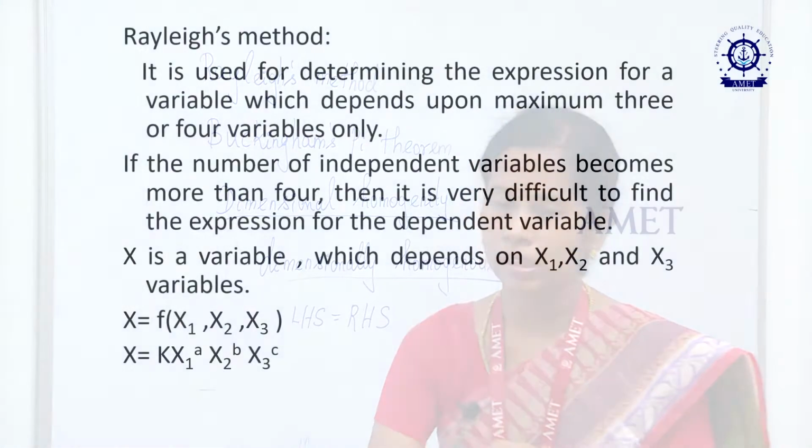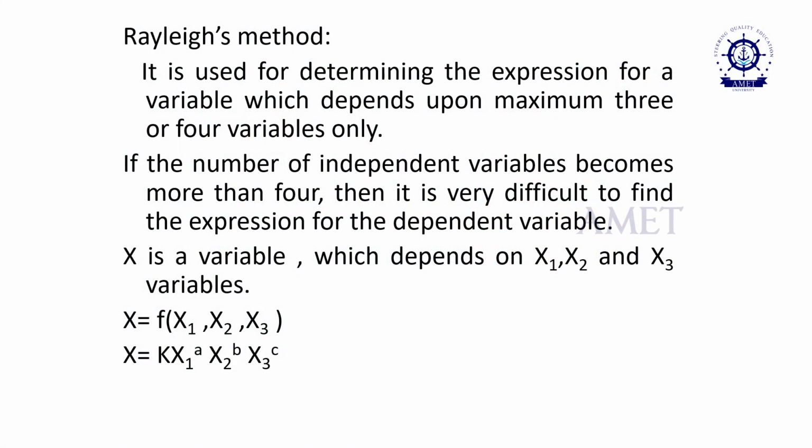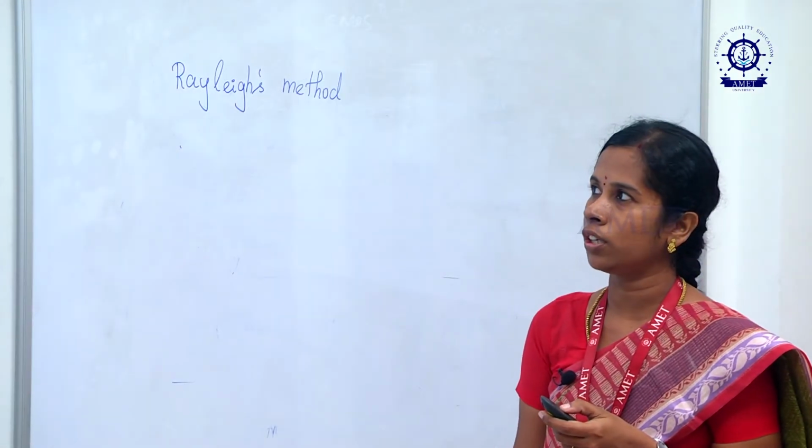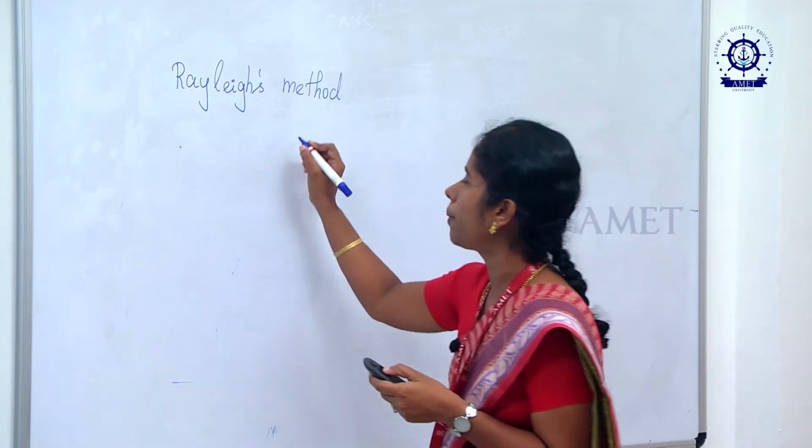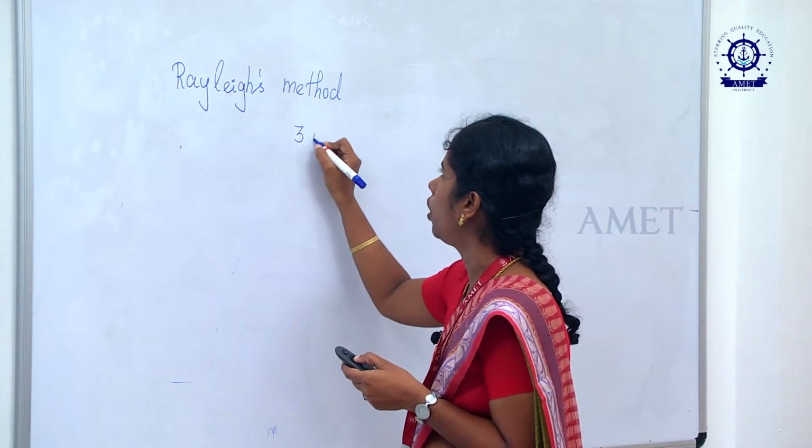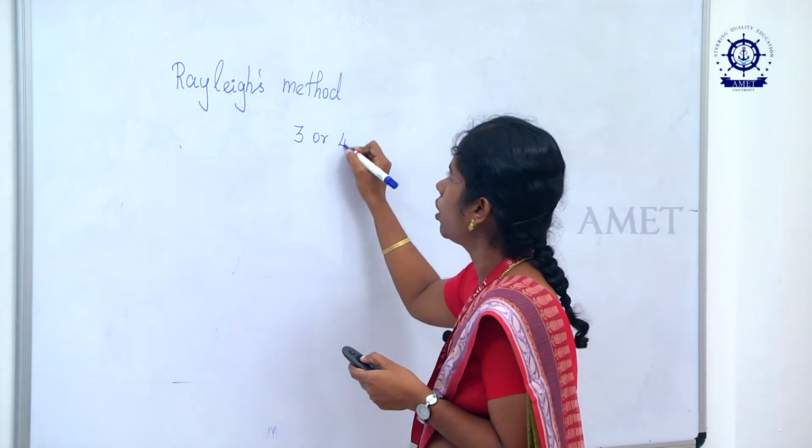Next we will see what Rayleigh's method is. When will it be used? It will be used for determining the expression for a variable which depends on a maximum of 3 or 4 variables only.